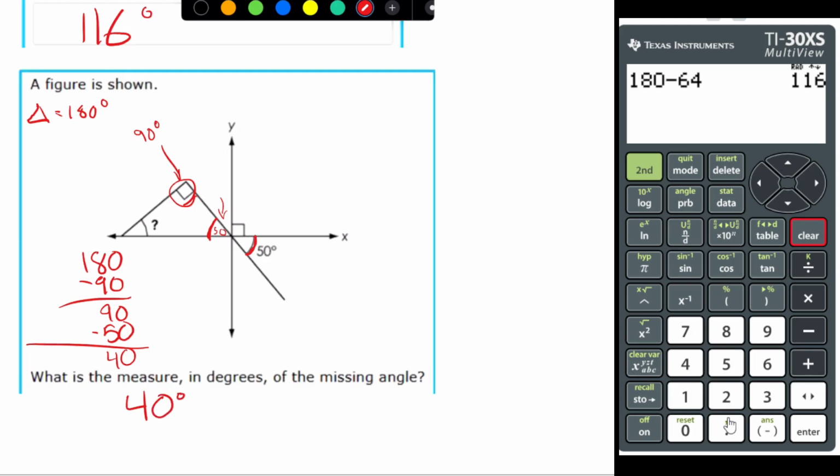Yeah, that's just a situation of knowing what a vertical angle is. So if you have like an X crossing, this and this are congruent, and this and this are congruent.